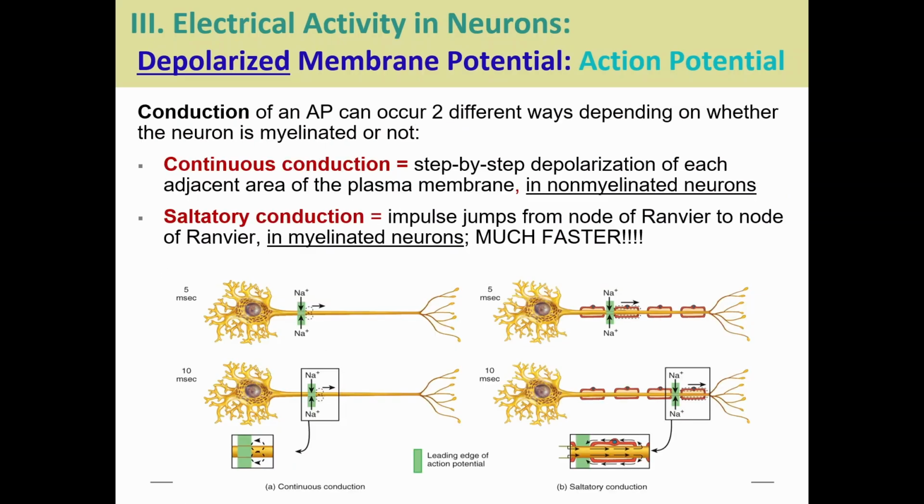Now, this conduction down the axon, the action potential moving down, can happen two different ways depending on if there's a myelin sheath or not. If there is no myelin sheath, we go through continuous conduction, which means we go through every single part of the membrane step by step. Whereas if we have a myelin sheath, then we go through saltatory conduction, where we just jump. So we bypass, going from this empty spot to this empty spot to this empty spot, really fast. This entire section here, we basically skip right over. That's why it's so much faster.